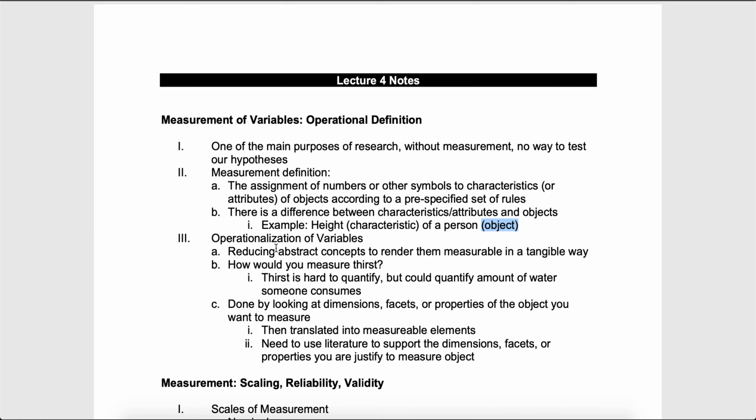So for example, how would you measure thirst? If thirst was a variable, does thirst affect cognitive ability, right? Well, thirst is hard to quantify, but you could say, I'm going to operationally define thirst as the amount of water someone consumes, because I can measure that. If someone's thirsty and they drink 8 cups of water in the span of 1 hour, they were extremely thirsty. If I give them a chance to drink as much water as they'd like, and they only drink 4 cups, I could say that's medium thirst. And if they just drink 1 cup, maybe they're not really that thirsty, right? That's just an example conceptually.